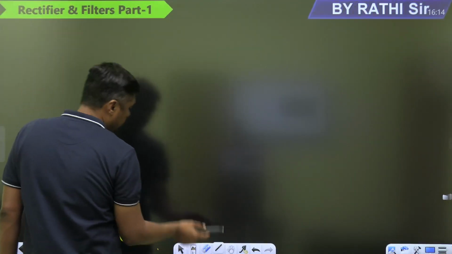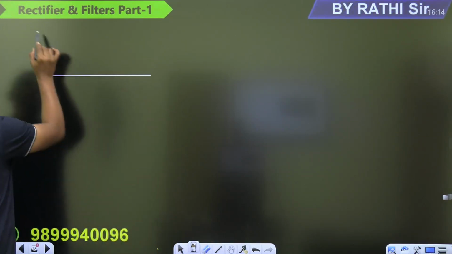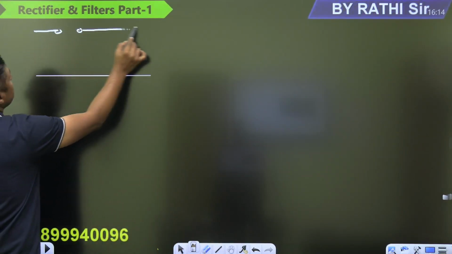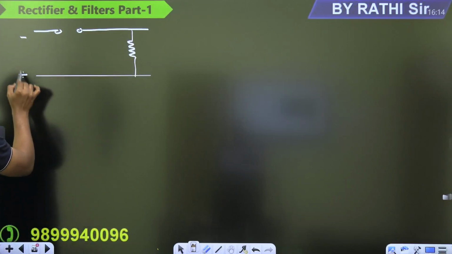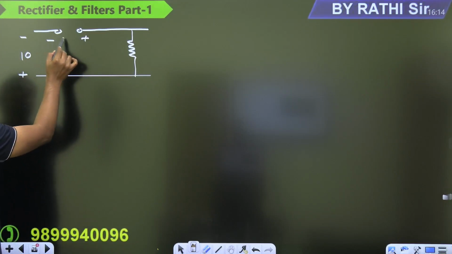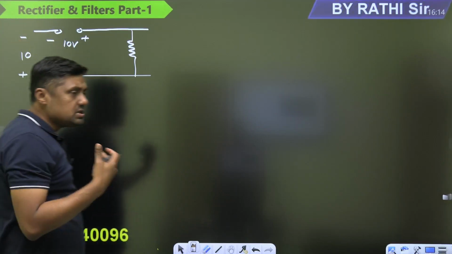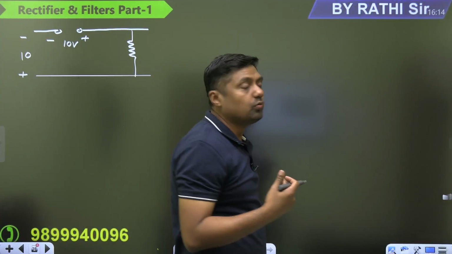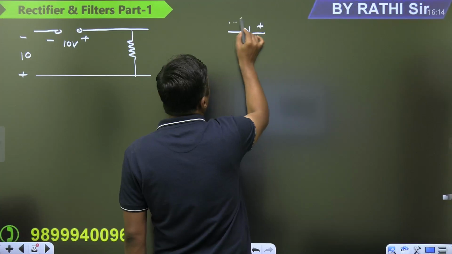Watch this diagram. This diode acts as open circuit. What is the highest value in reverse direction? 10 volts. This complete voltage will come across the diode, 10 volt. Now the diode is reverse biased by what? 10 volt. Diode is reverse biased by 10 volt.